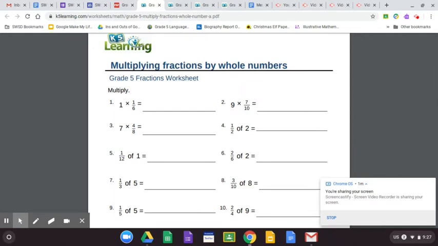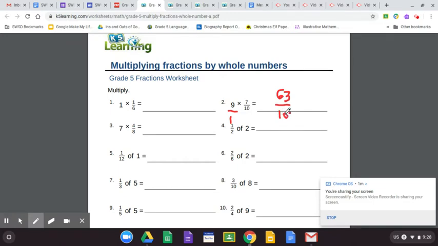So the biggest thing to remember when multiplying by whole numbers is that you have to put a 1 underneath of your whole number. So I'm going to do example 2 because number 1 was a little too easy. So you put a 1 underneath of your 9, and then you have 9 times 7 is 63, and 63 tenths, because 10 times 1 is 10.